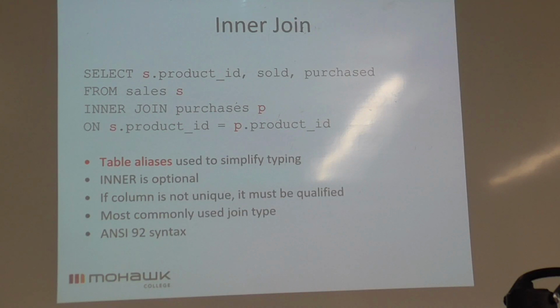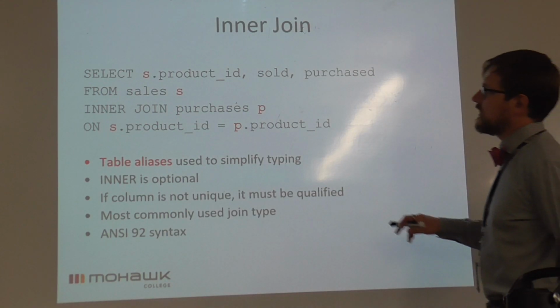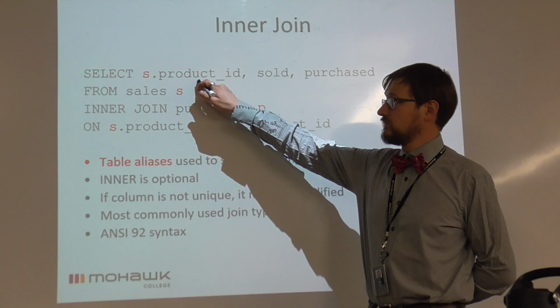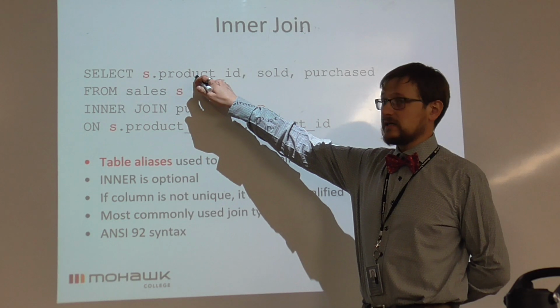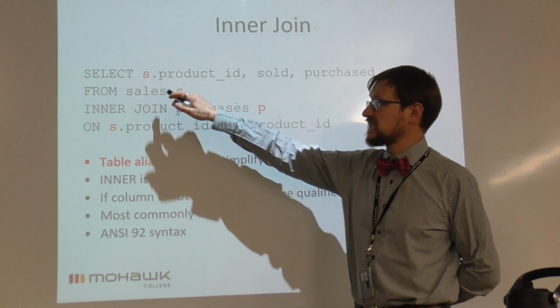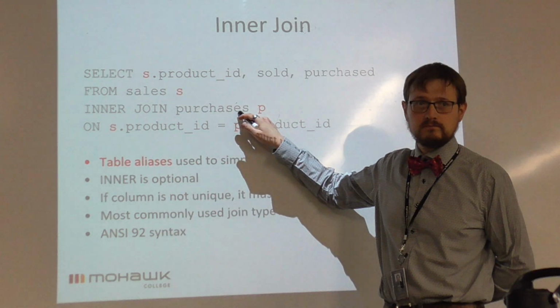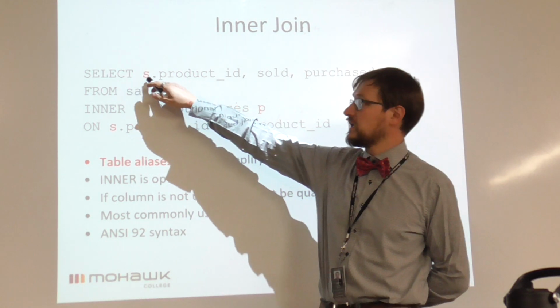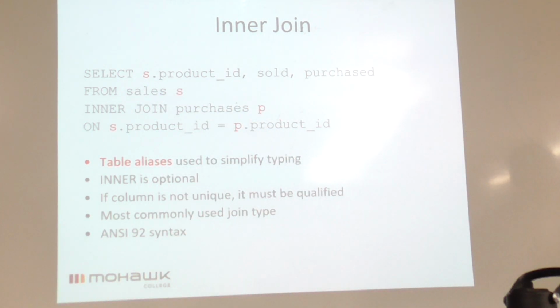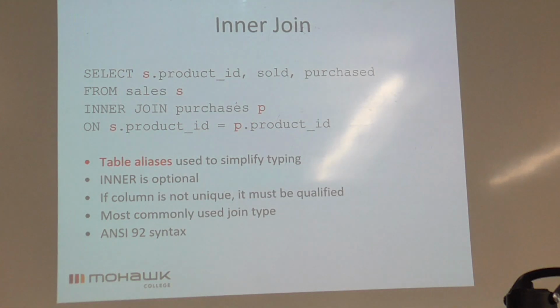If a column is not unique, it must be qualified. So, in the case of product ID, the product ID occurs in both the sales and purchases table. Therefore, we have to say which table we are reading, right? So, using dot syntax, S dot product ID, sales product ID.